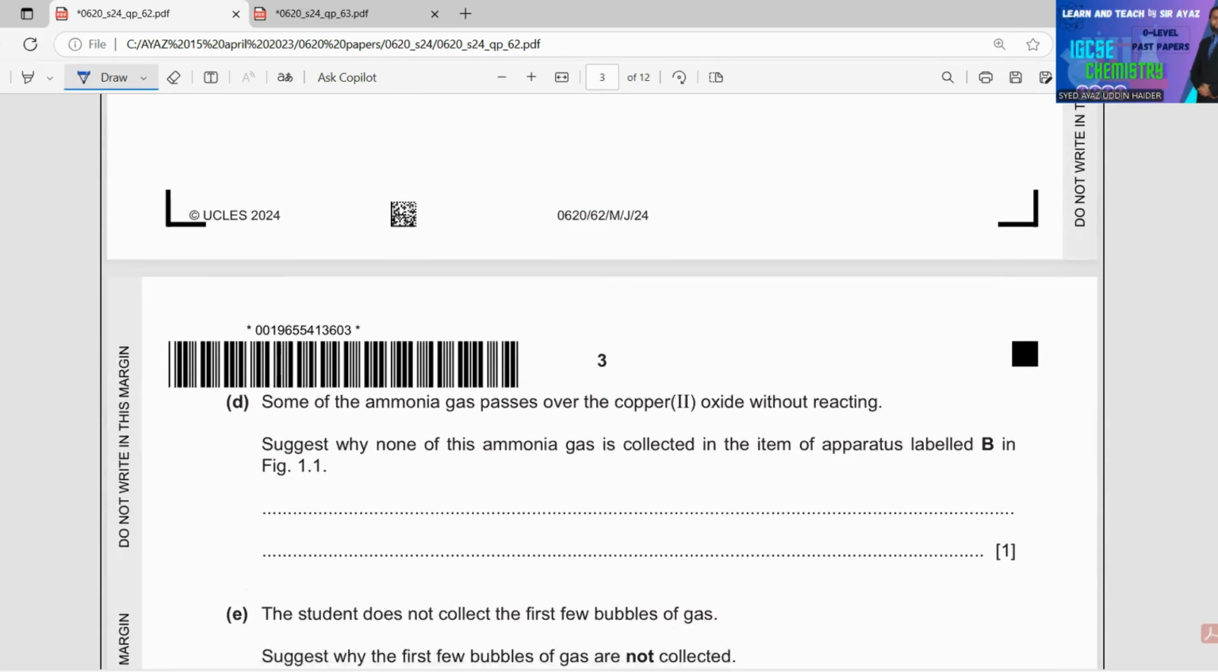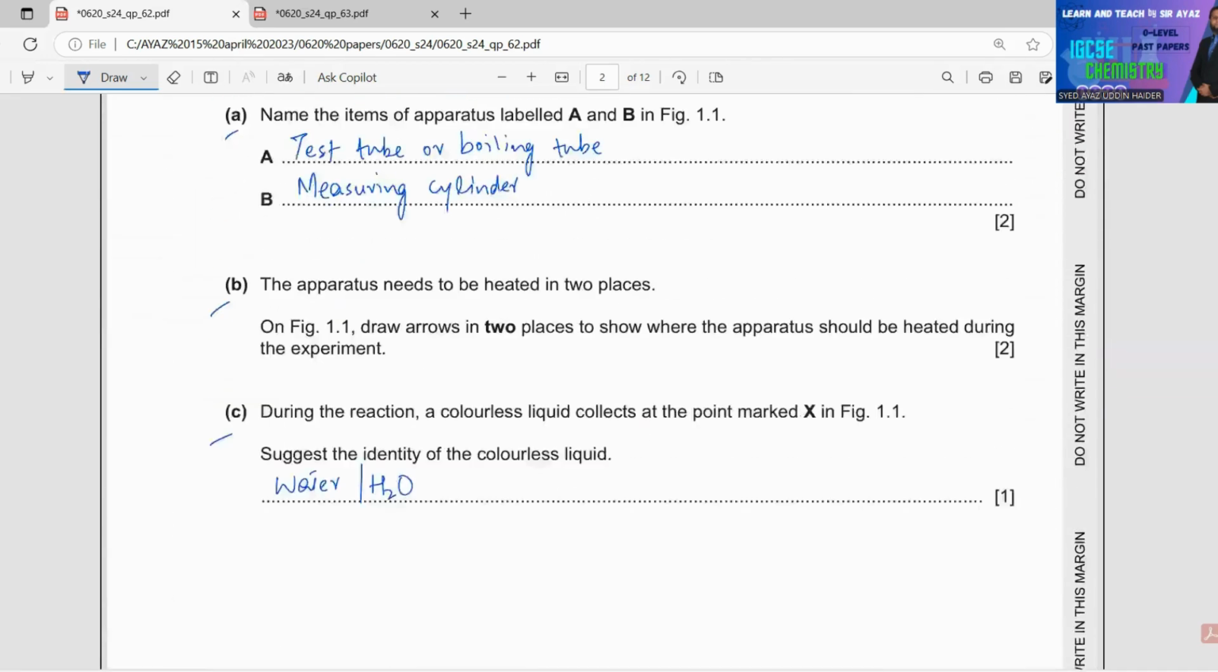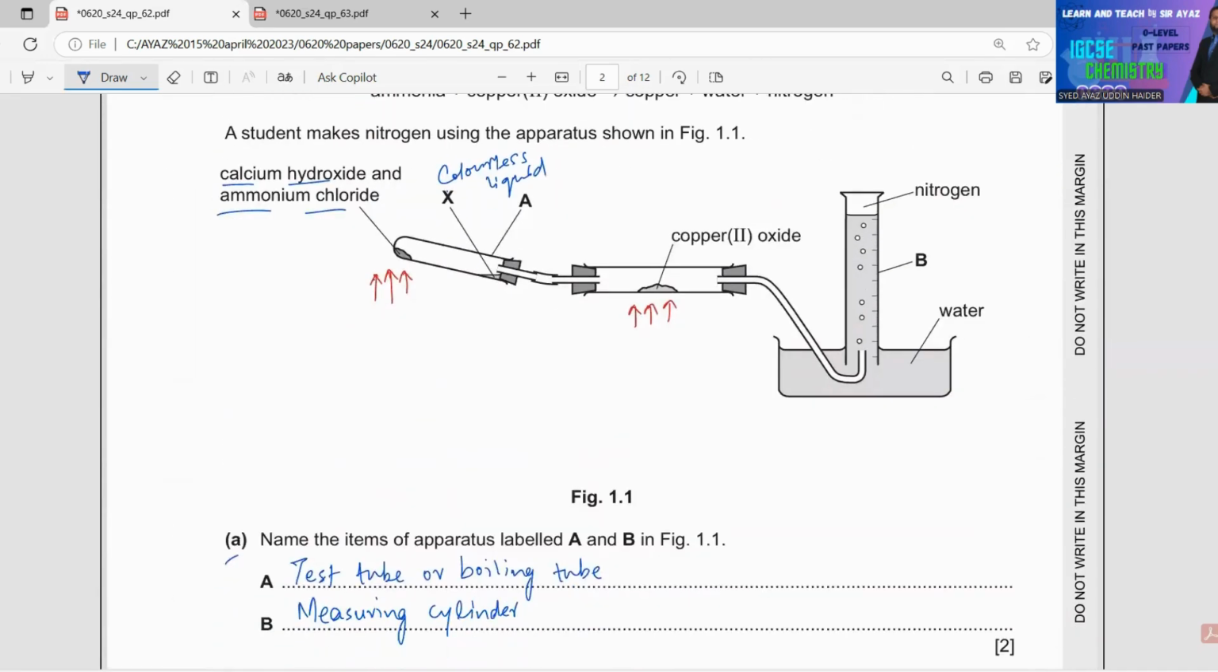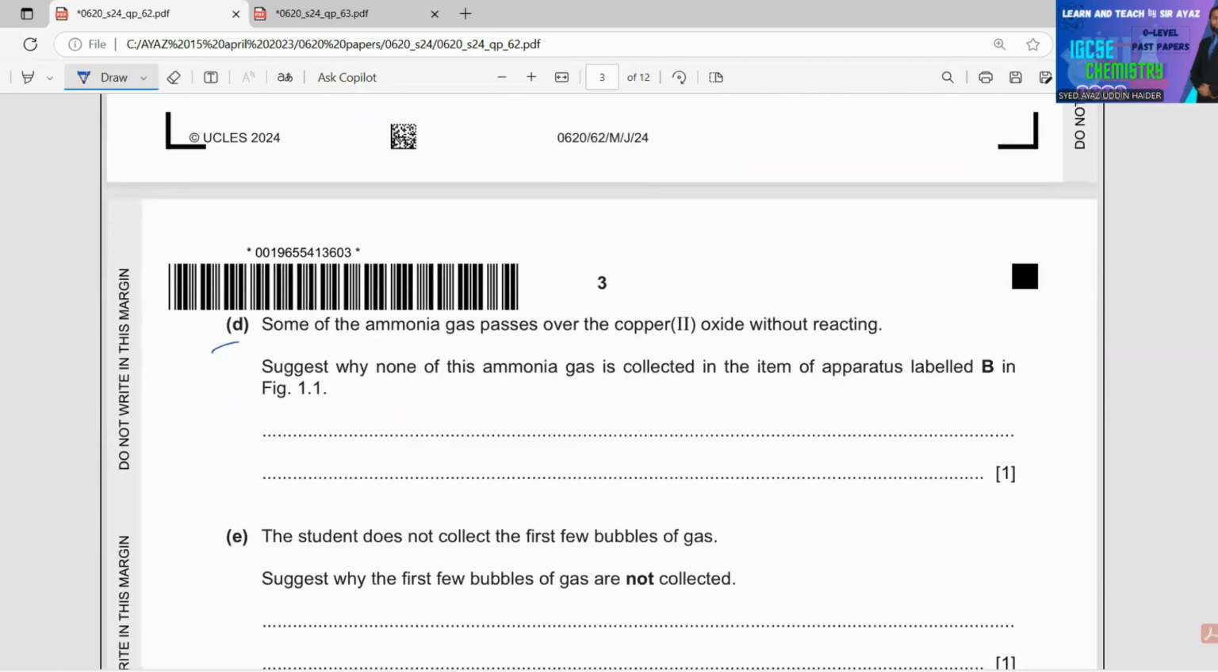Moving to next part, which is part D. Some of the ammonia gas passes over the copper 2 oxide without reacting. Suggest why none of this ammonia gas is collected in the item of apparatus labeled B in figure 1.1. So they are saying some of these are not collected. Definitely, it's also soluble in water, so it will dissolve in water. So you will write dissolves in water. Ammonia is soluble in water.